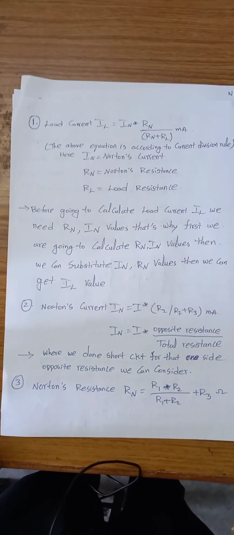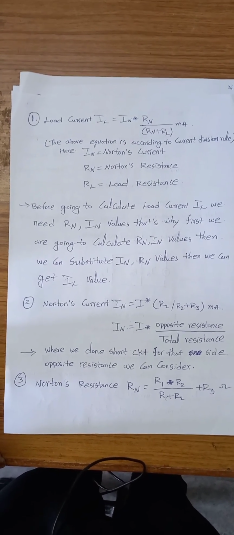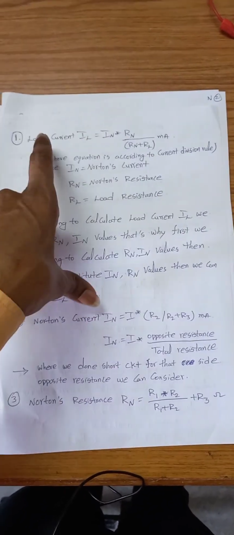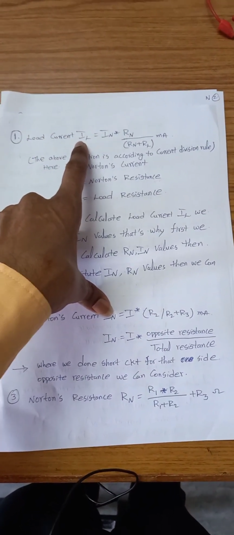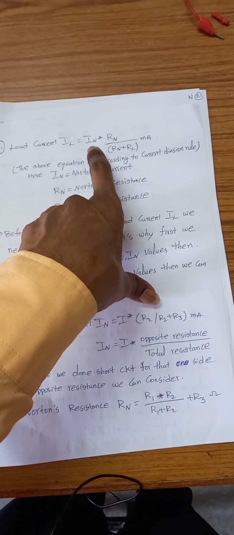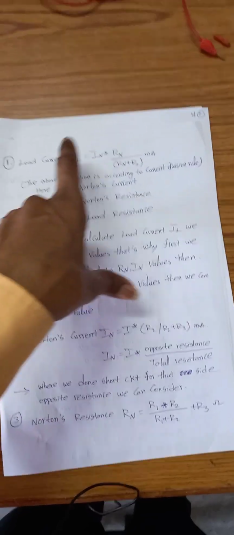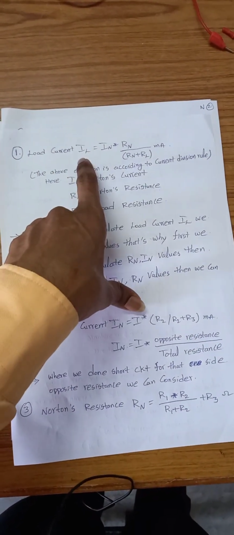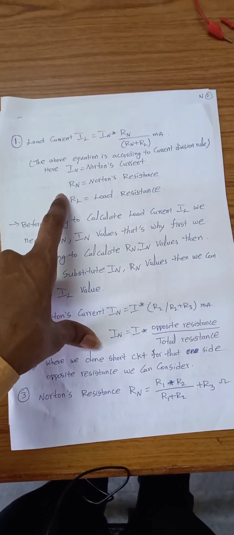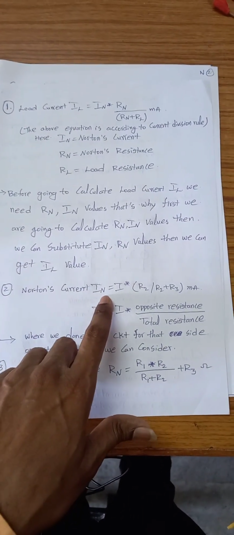Load current IL equals Norton's current IN into RN by RN plus RL. So we calculate IN and RN, then it will be easy to calculate the load current IL. Before calculating the load current, first we need to calculate IN and RN, the Norton's current and Norton's resistance. Then only is it possible to calculate load current IL. As I already said, IN is the Norton's current, RN is the Norton's resistance, and RL is the load resistance. First we are going to calculate the Norton's current.